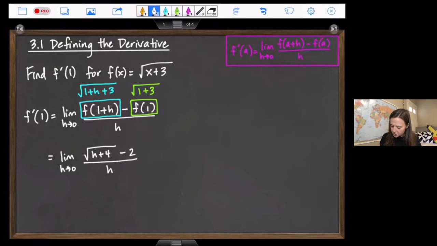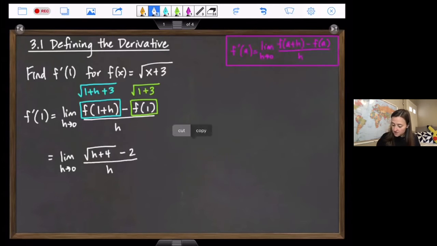And then over h. And as always with the limit definition of the derivative, if I tried to plug in h equals 0 right now, let's just go off to the side and do that. I'll get square root of 0 plus 4 minus 2 over 0. I'm going to get that 0 over 0 indeterminate form. And again, that is always going to happen with the limit definition of the derivative. We are always going to need one of our limit tricks to bring this home. So let's go ahead and clean the slide off and do our trick.